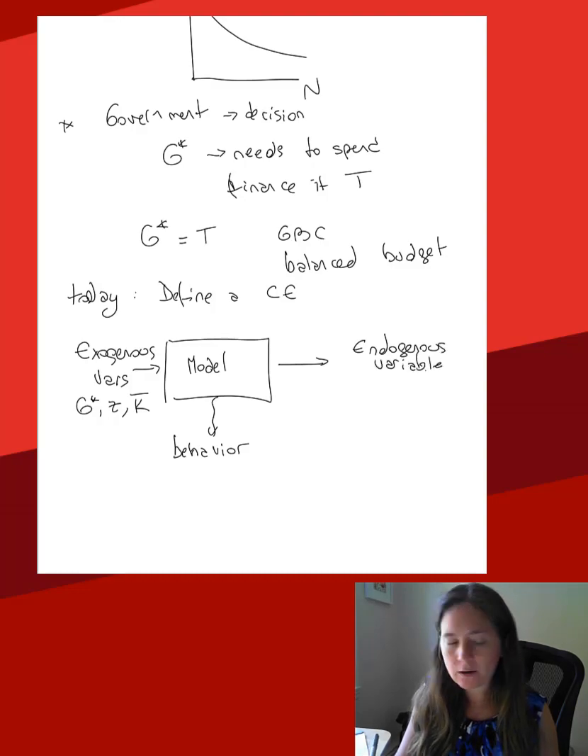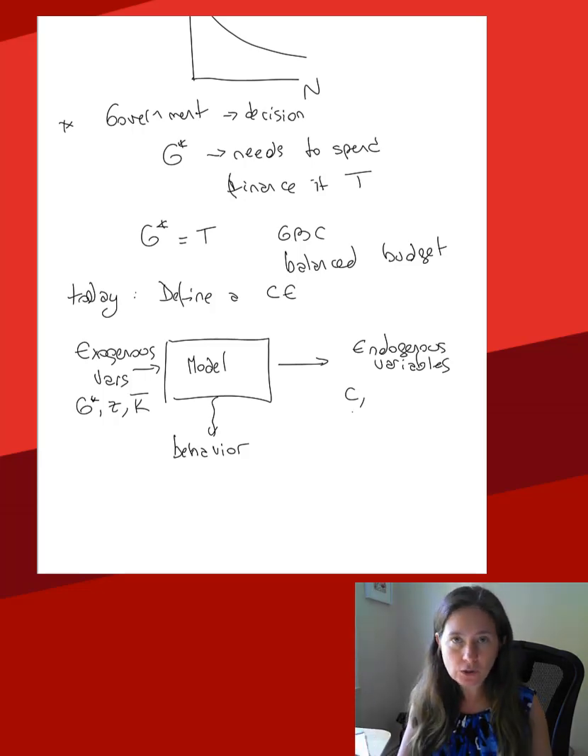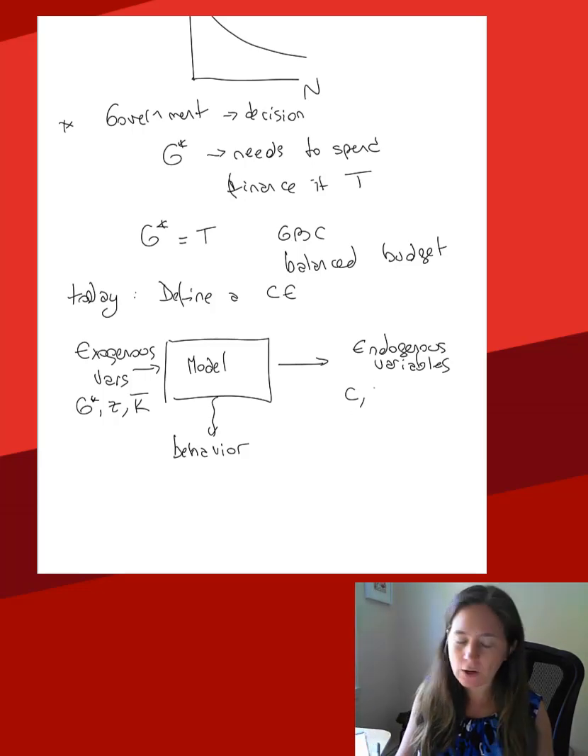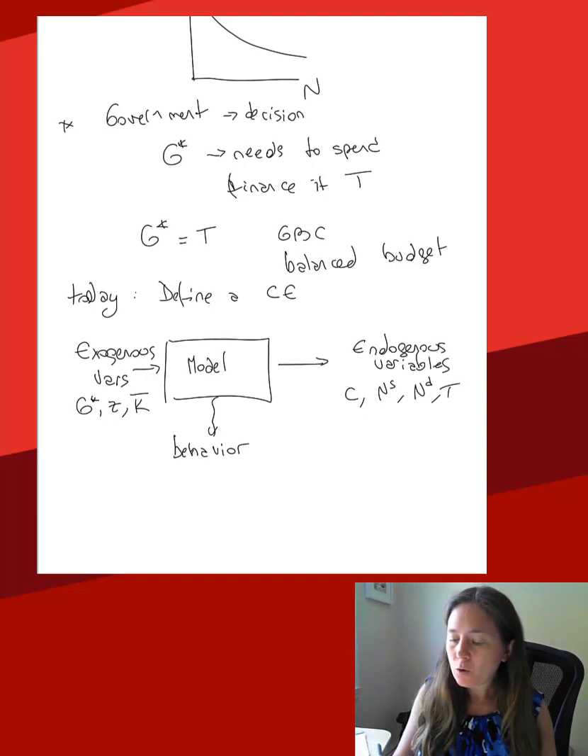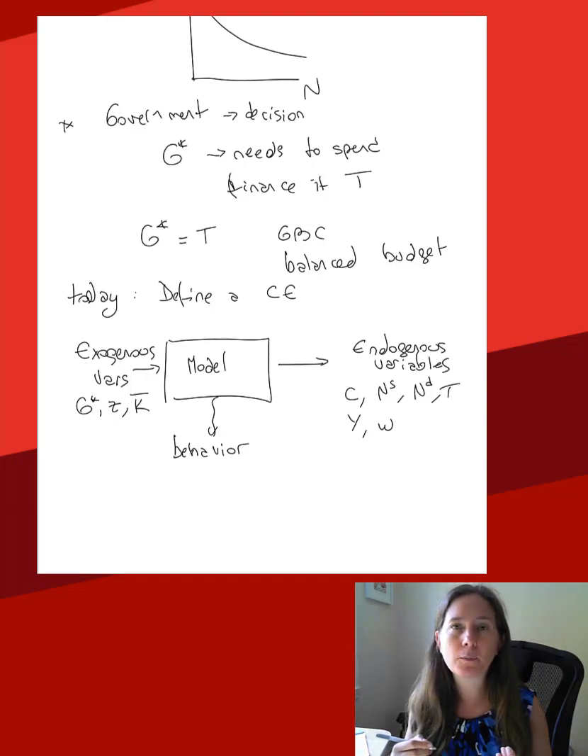And what are our endogenous variables? There's going to be an amount of consumption that the individuals are going to have on aggregate. We are going to determine the equilibrium amount that agents supply and firms demand. We are going to determine the level of taxes trivially from the government budget constraint. We are going to determine the level of production, and we are going to determine wages.